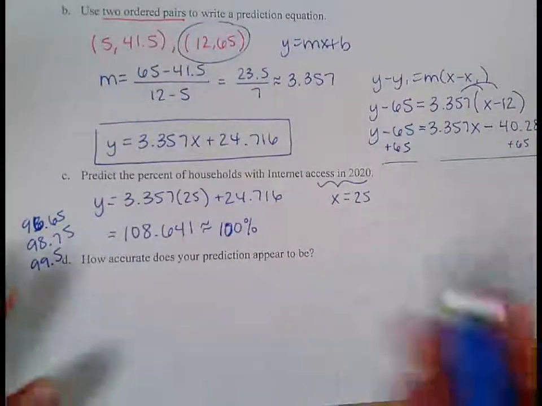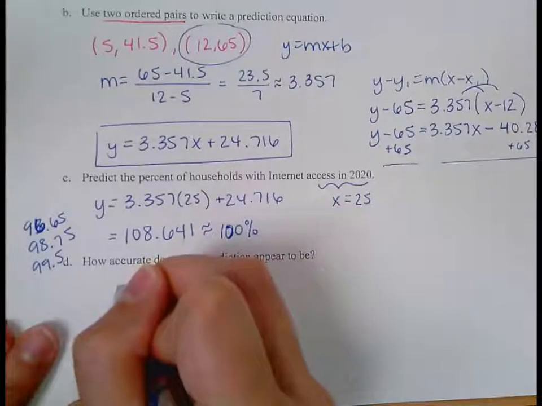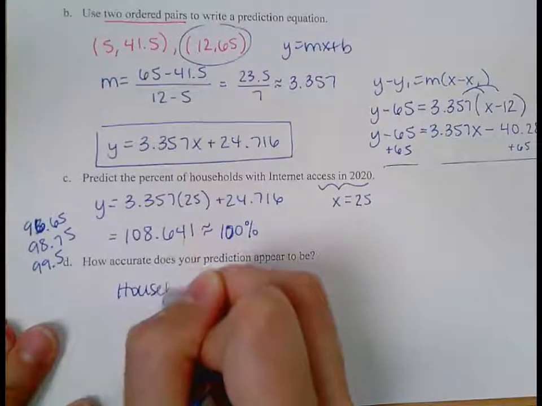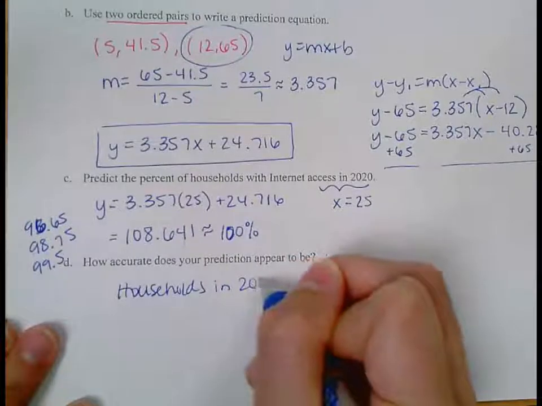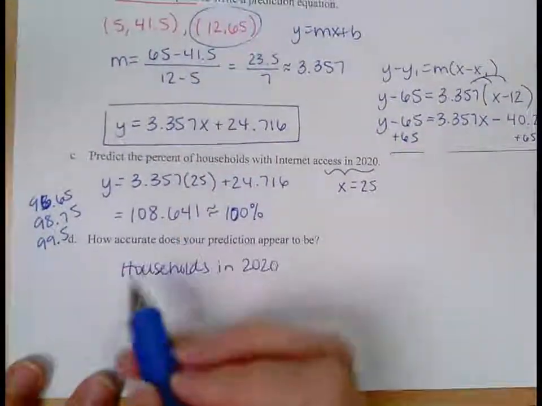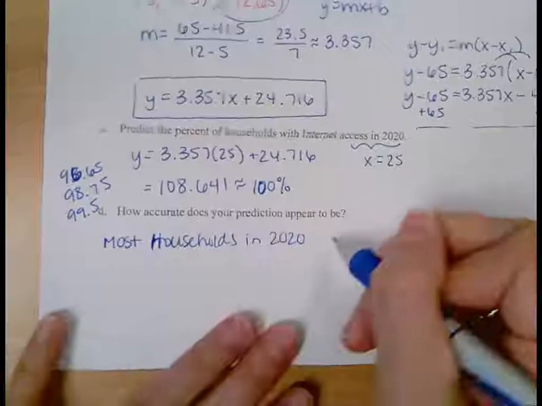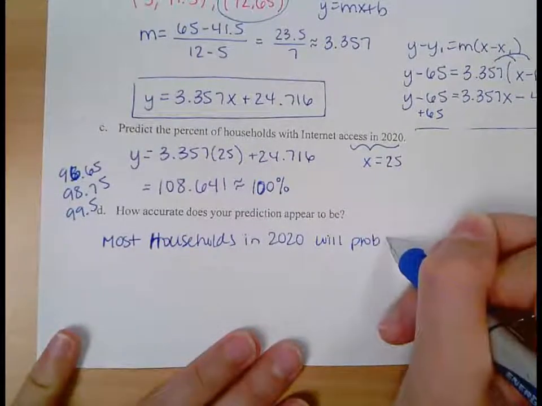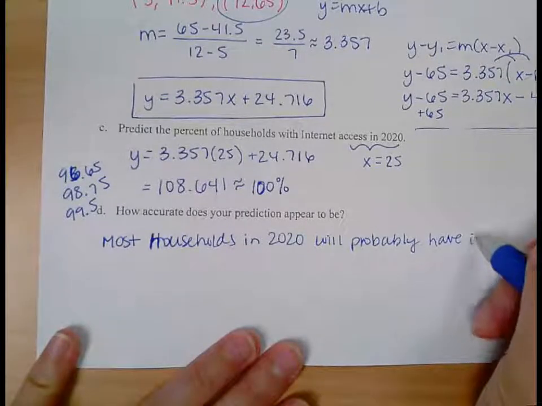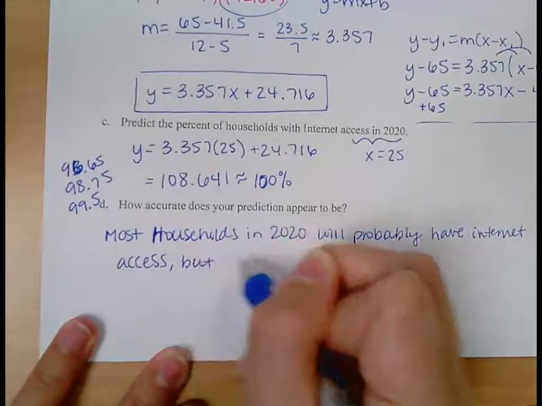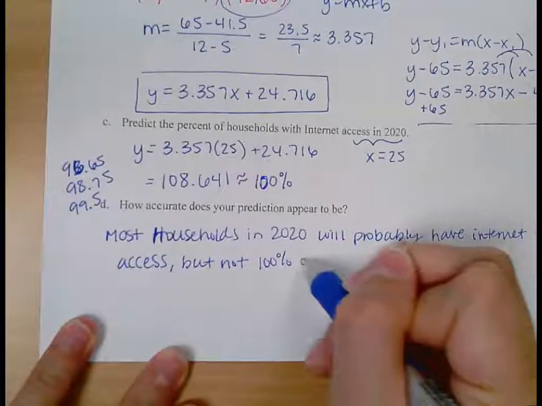Mine, I probably drew my line in. It's probably steeper than it should be. My slope is too steep because I'm getting a value over 100%. But to answer this, I would say, well, how accurate? So I'll just say this. Actually I should have said in front of households, most households in 2020 will probably have internet access, but not 100% of households.